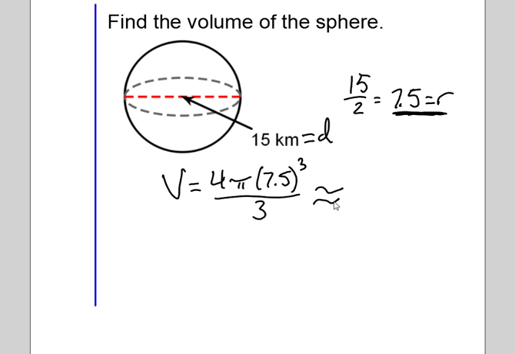I am going to have to round this. And make sure you do these things in the correct order so you don't mess something up. Okay, so we're going to do 7.5 and we're going to cube it. And then we're timesing that by 4 times pi. And then we're dividing it all by 3. I end up with approximately 1,767.1 kilometers cubed. So that's how you find the volume of cones and spheres.